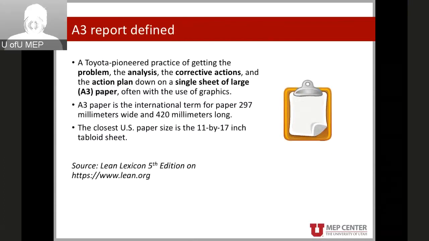A3s originally came out of Toyota, a pioneered practice of getting the problem analysis, corrective action, and action plan on a single sheet of paper. It's a very large sheet of paper. A3 is the international term, so it's 297 millimeters wide and 420 millimeters long. It's about 11 by 17 inch tabloid sheets, pretty big.